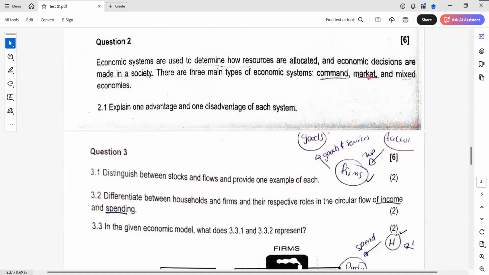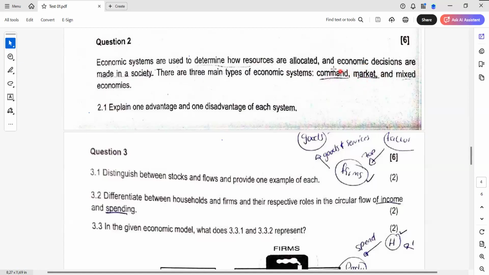The main aim is to make a profit, so they do not provide public goods and services. So the goods that they provide have a purchasing power attached to them, right? So these two are the opposites of each other, the command and the market. You will notice that I use the same advantages and disadvantages.